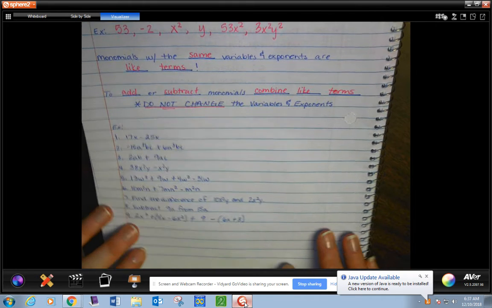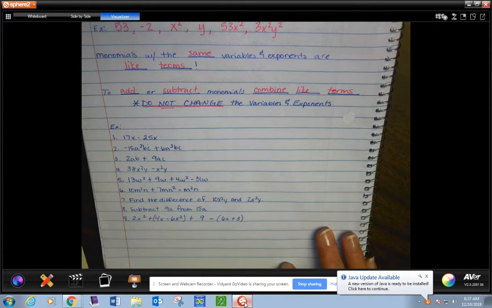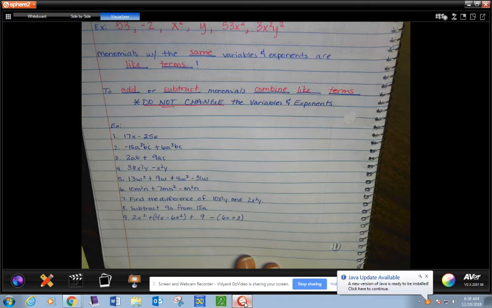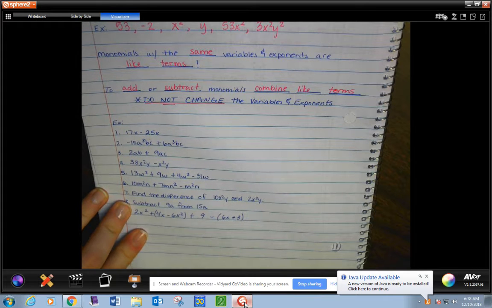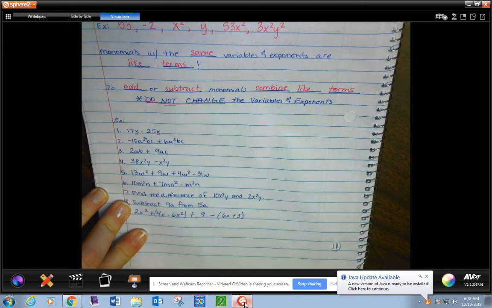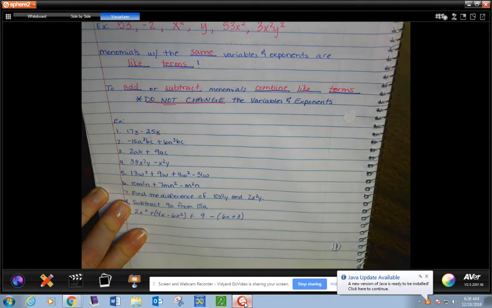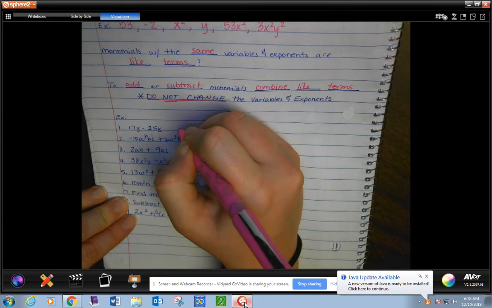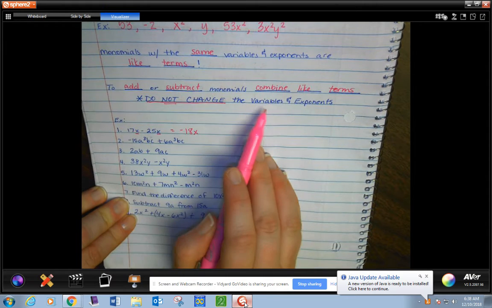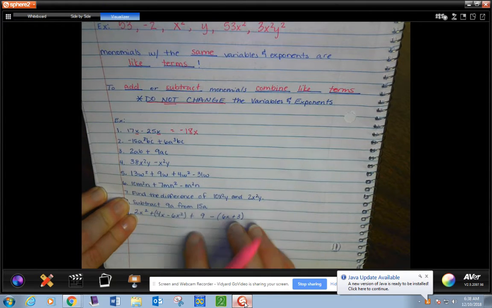Okay, now I'm going to move this down, and I'm going to go ahead and show all the examples. So if you would like to, you can pause and write all the examples so you can do them at once with me. Or if you wanted to try them on your own, you could. Okay, so for our first example, we have 17x minus 25x. So what you have to do is make sure that they have the exact same letters. Since they are both x, all you're going to do is 17 minus 25, and 17 minus 25 is negative 18, and you always keep the letter because remember I said do not change the variables. I didn't have exponents on this one.